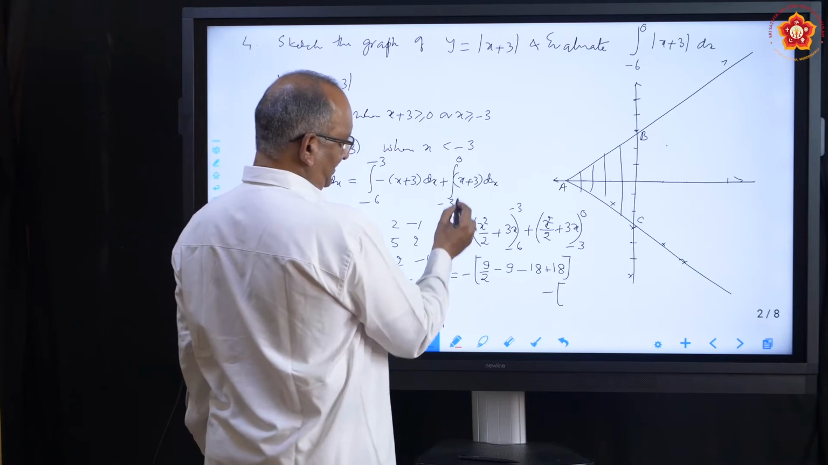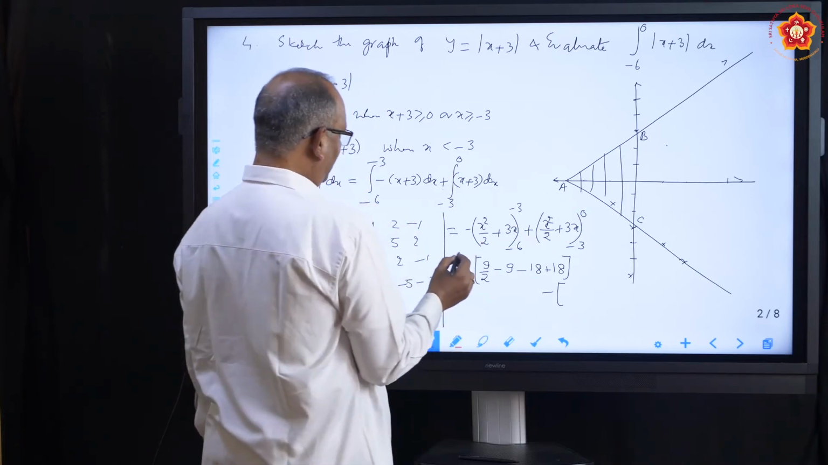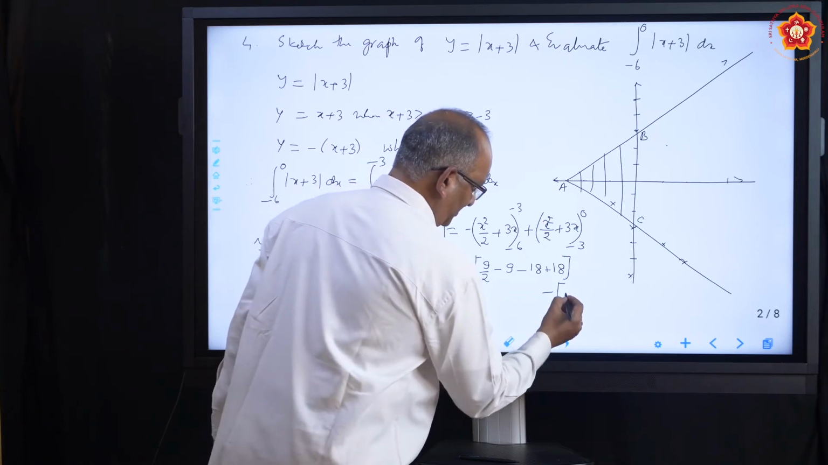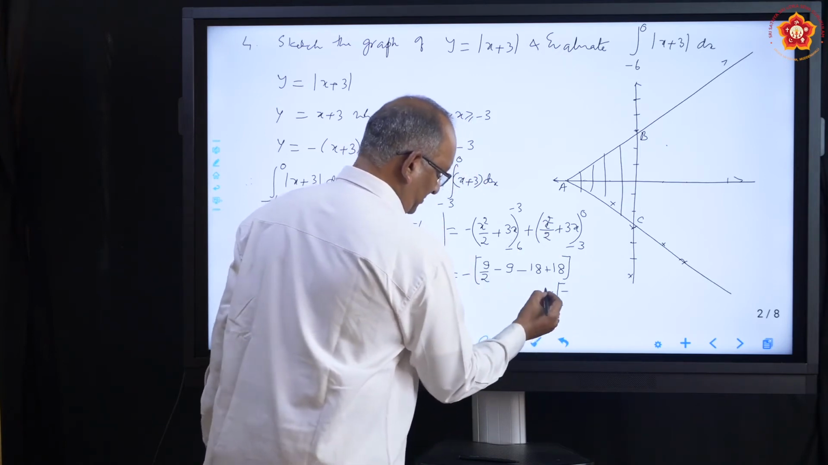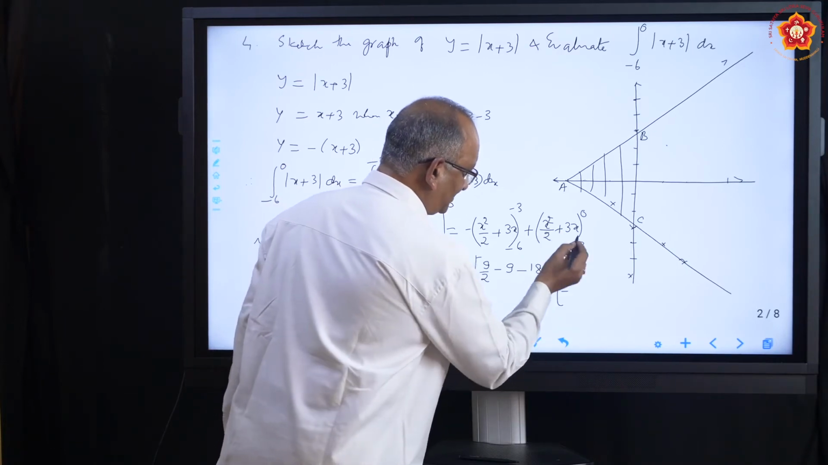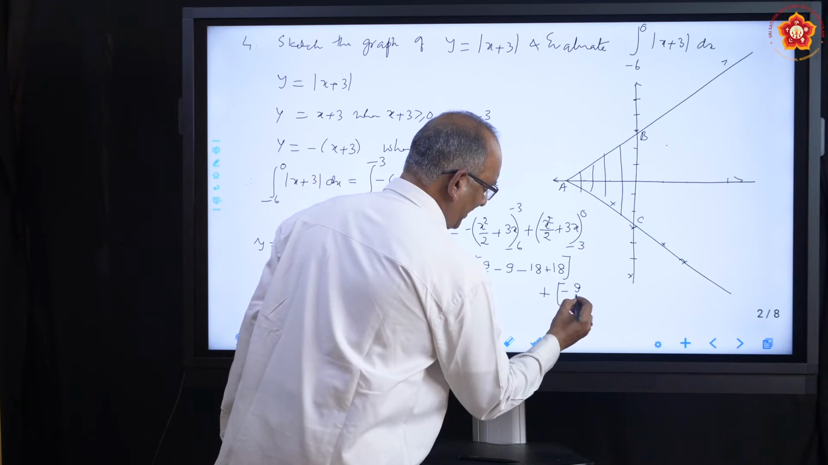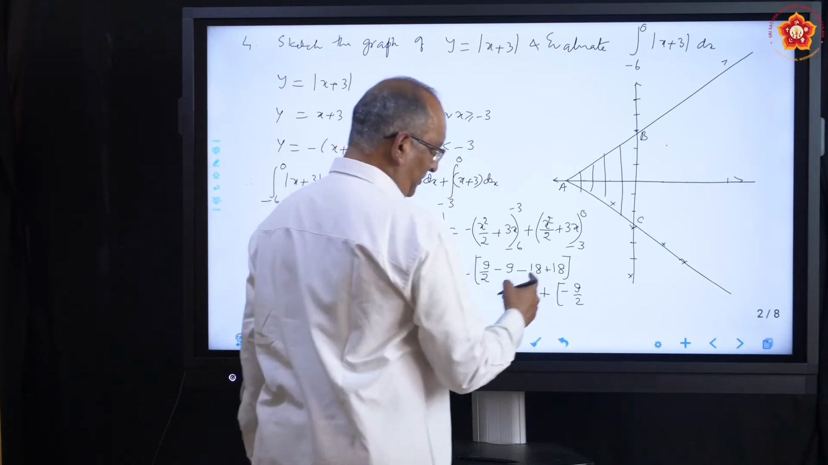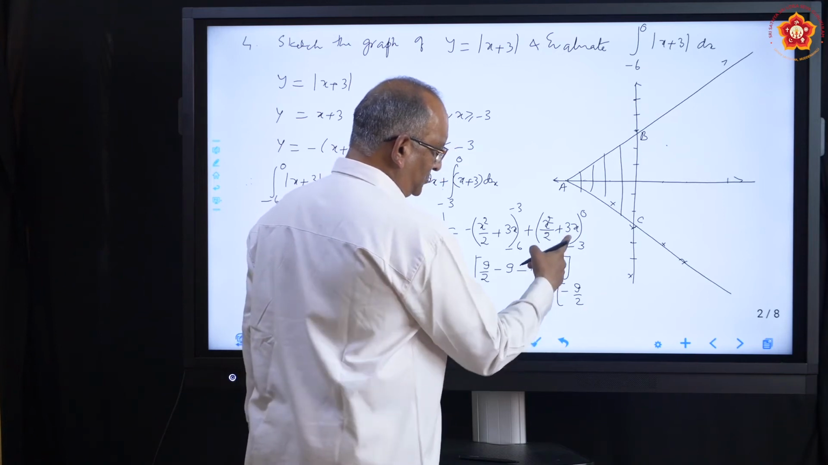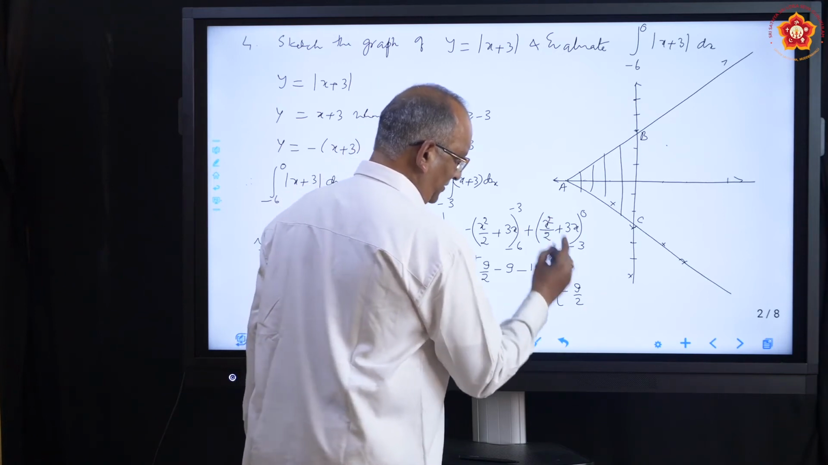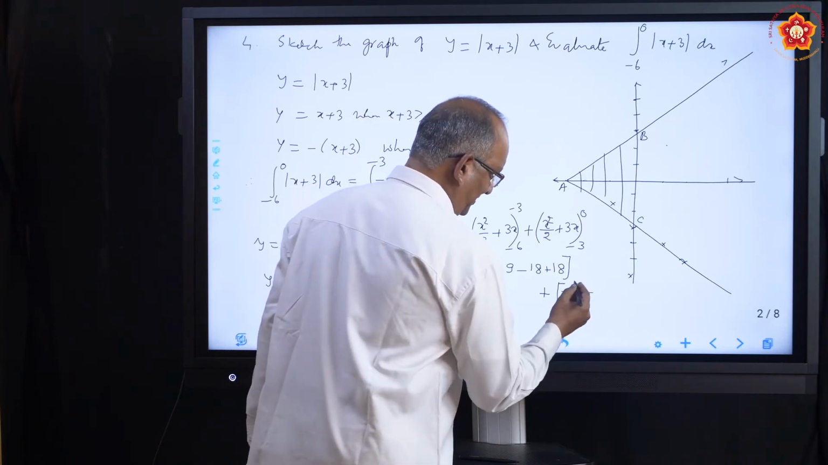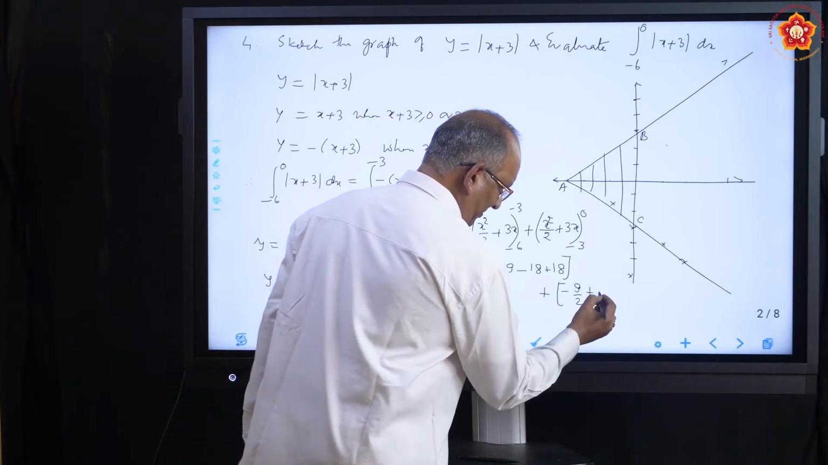The limits are minus 3 to 0, so this becomes 0, and substitute the lower limit minus, this middle sign is plus, this is minus 3 square is 9 by 2. Remember, when we are substituting lower limit, we have to take the negative sign. So minus 3 square by 2 is 9 by 2, minus 3 into 3 is minus 9. So in turn it will become plus 9.